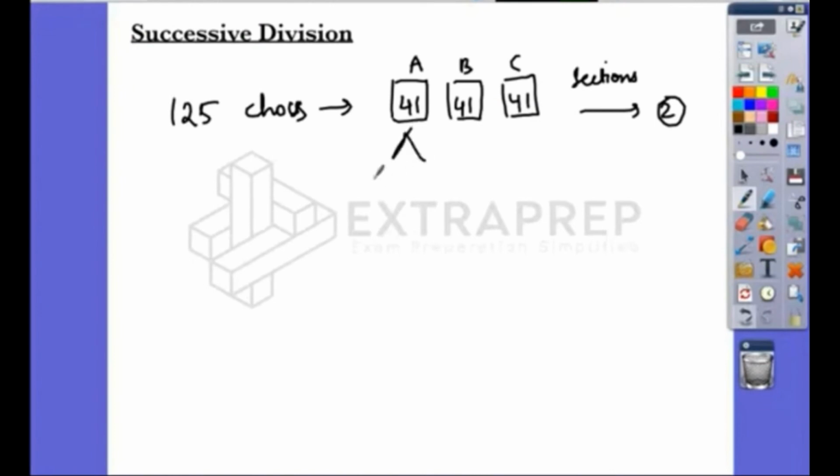Now in every section there are boys and girls. You'll have to divide equally. So how many does each get? 20, 20, 20, 20. 1 is left, 1 is left, 1 is left. Okay. Did you understand? 125 chocolates are divided among 3 sections. And each section again has 2 parts, boys and girls, and we're dividing them.